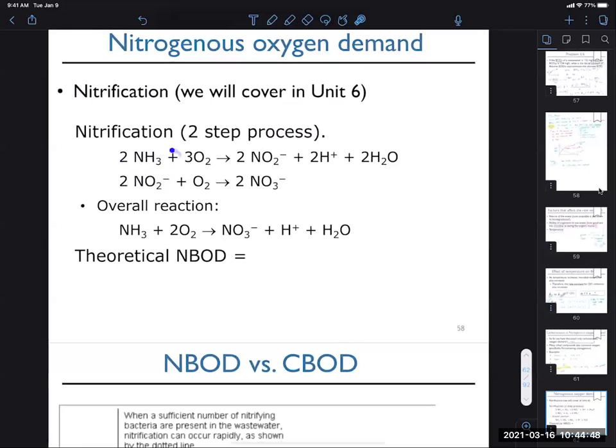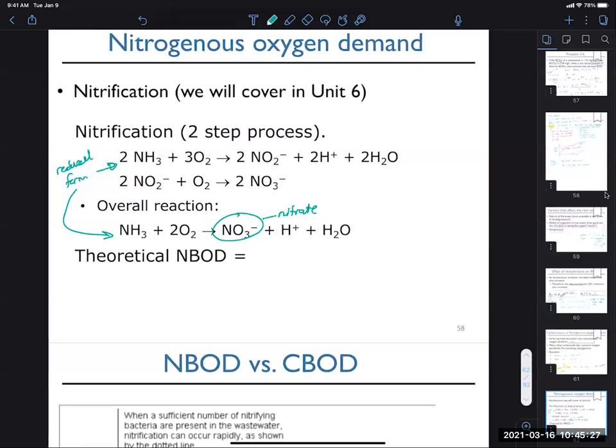Here, nitrogen in the form of ammonia, this is a very reduced form of nitrogen, gets oxidized to nitrate. So this is the nitrification part. Later on in an engineered system, you have denitrification, in which the nitrate is converted to nitrogen oxide, which is a gas and can evaporate out into the atmosphere, or N2, which also goes back into the atmosphere.